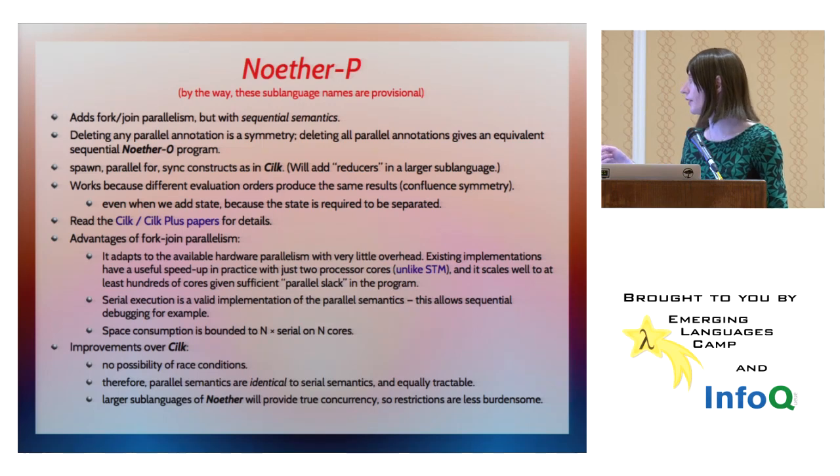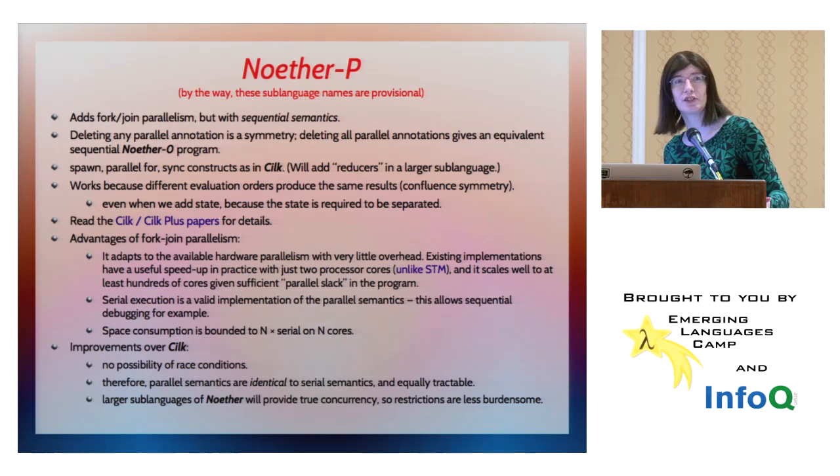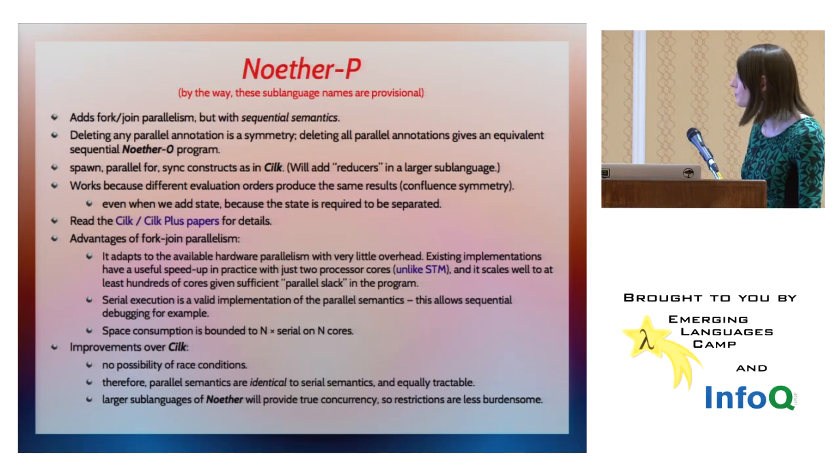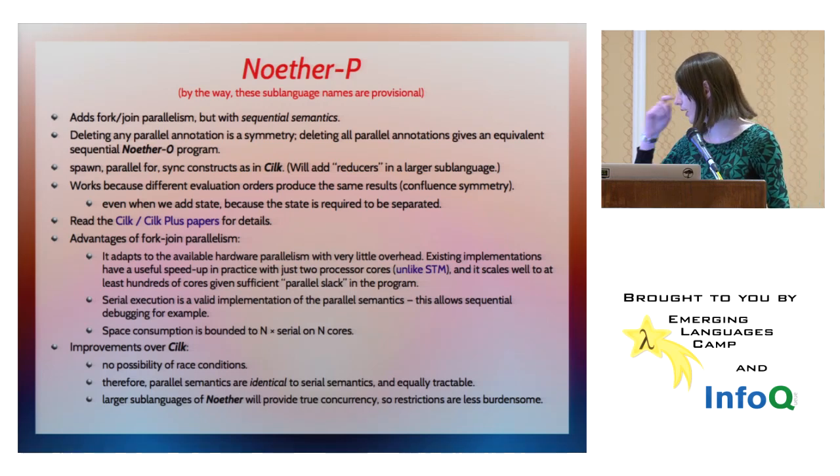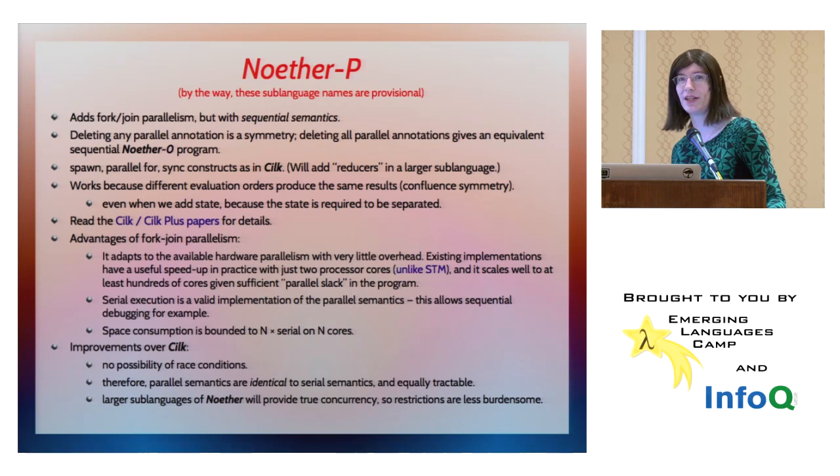And like I say, not only does this give parallelism, it's actually quite efficient in practice. There's been lots of research on how to do this well using work-stealing schedulers, and they produce, well, not optimal results, but within a constant factor of optimal scheduling. Like I say, as improvements over Cilk, we have identical parallel and serial semantics. And the restrictions we make relative to Cilk aren't going to be a problem because we'll add full concurrency later.